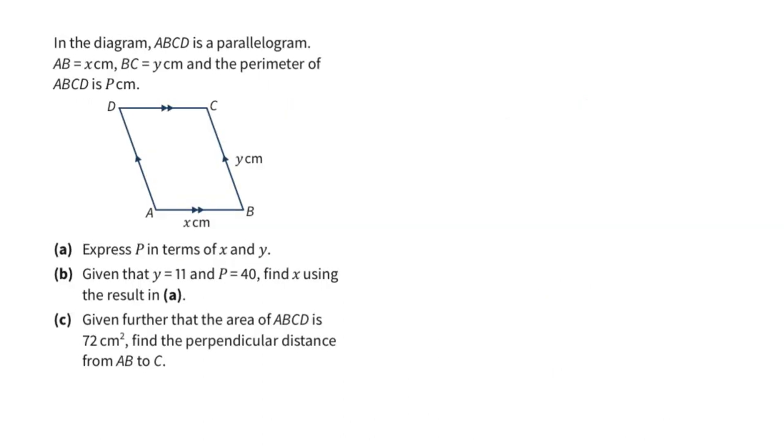Hello everyone, welcome to this video where we are given a parallelogram ABCD, where AB is equals to x cm, BC is y, and the perimeter is P. Well, for part A, how do we express P in terms of x and y? We do know that the opposite sides of a parallelogram are equal to each other. So in this case, perimeter is simply x plus y plus x plus y.